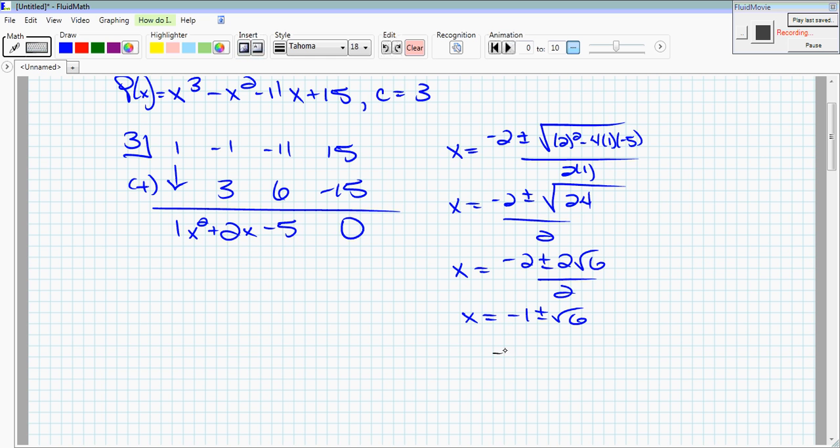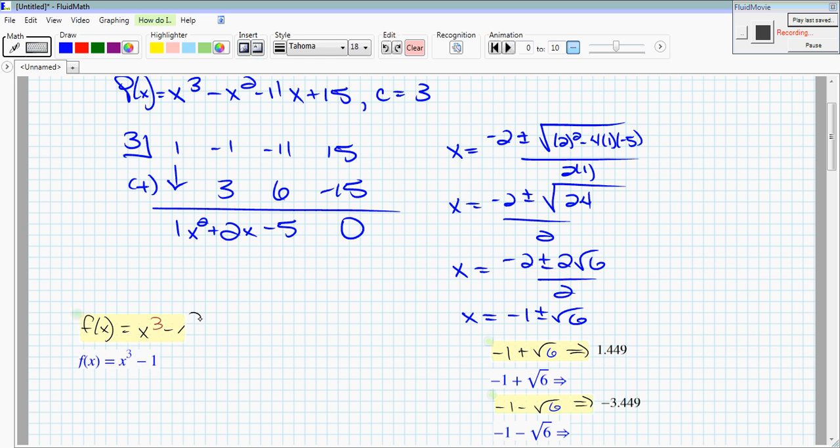Let's evaluate this first. Negative 1 plus the square root of 6, and let's get this as a decimal. And negative 1 minus the square root of 6. Okay. And so let's graph. Let's just call this f of x, for the sake of graphing. A little bit of a lag going on here, but we'll be able to graph this soon enough.